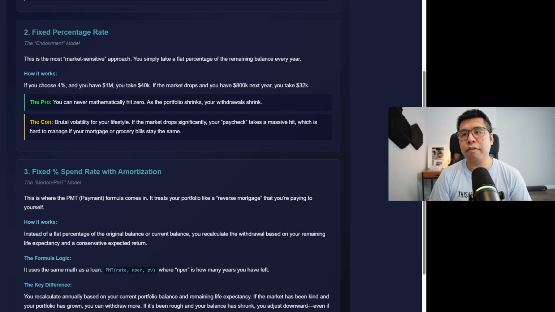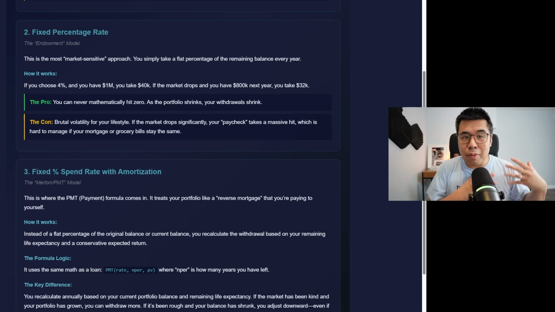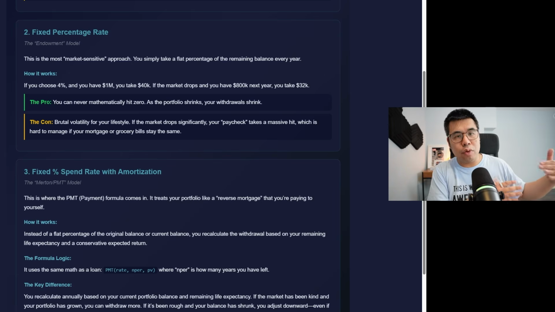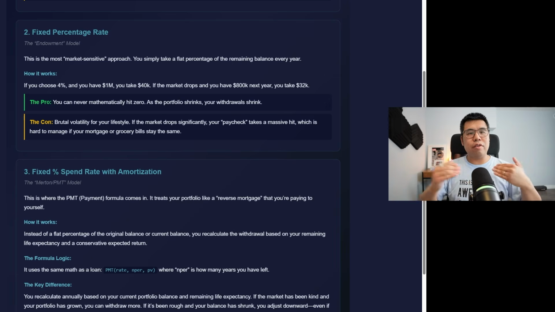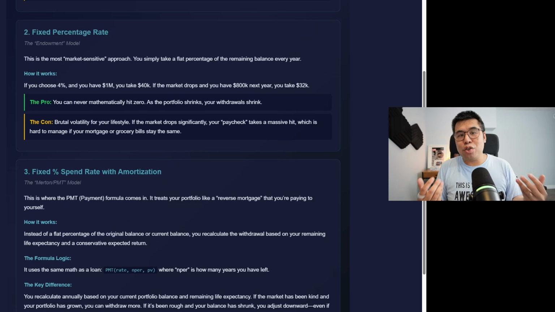And the second one is called fixed percentage rate, which is where you come up with a percentage and you do that every year. So year 1, you take out 4%. Year 2, 4%. Year 3, 4% from what you have. And of course, the problem with that as well is that it's brutal volatility for your lifestyle, because that percentage is going to generate a different actual dollar amount, right? Depending on how your portfolio changes. If it changes a lot, then the amount you can spend year to year might swing wildly, right?